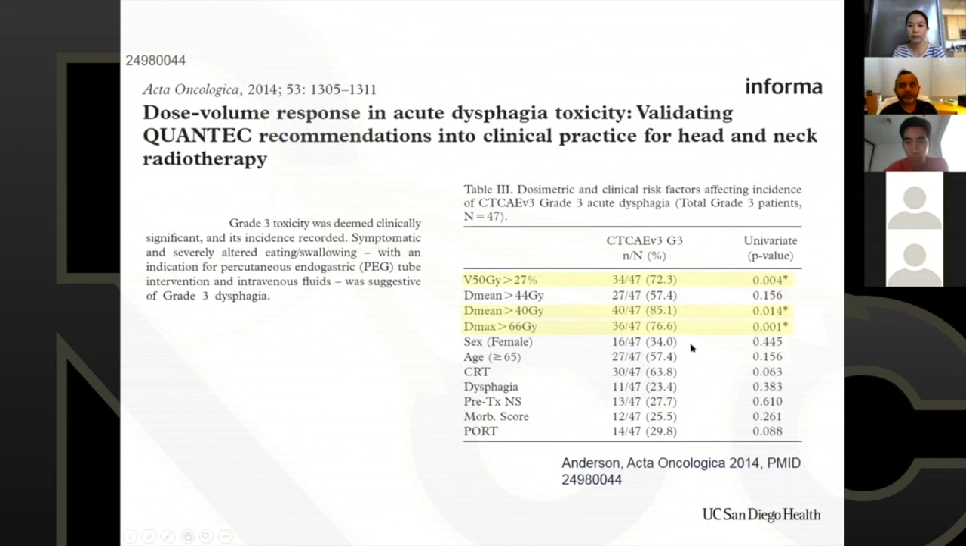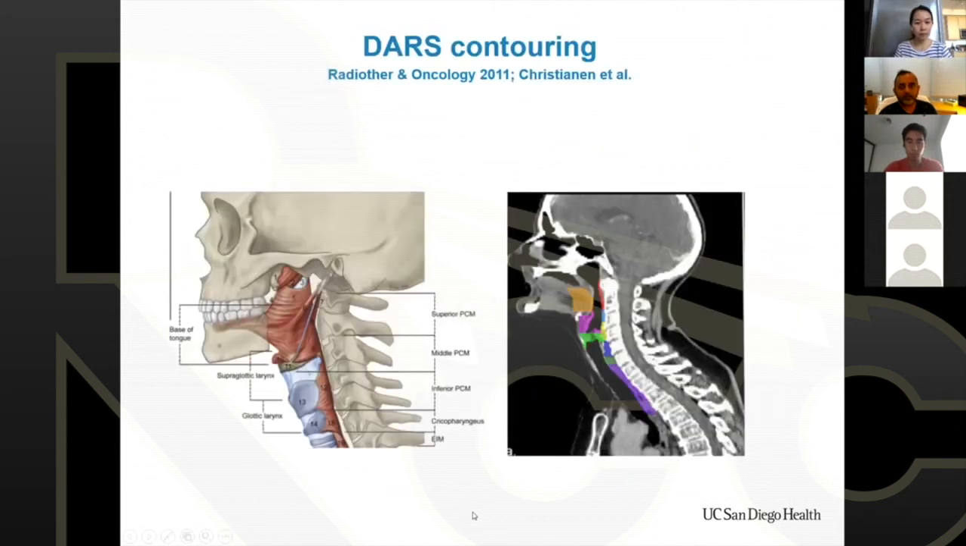There's lots and lots of data now over the last 5 years or so that have really confirmed the initial findings of University of Michigan, looking at acute toxicity and late toxicity and correlating that to mean doses to the constrictor muscles and the supraglottic larynx. Those two structures have been validated the best across a variety of data, including University of Michigan, MD Anderson, and really now more recently out of Denmark. So this is talking a little bit about the Denmark data.